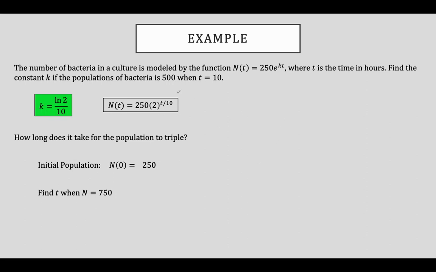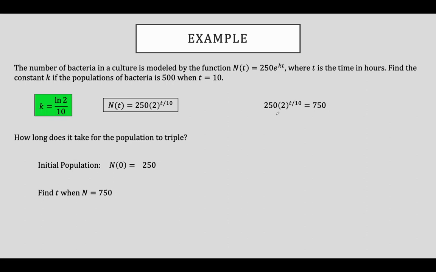We have our population formula. N of t is equal to 250 times 2 raised to the t divided by 10, and we want to know when that is equal to 750. We take our population function and we set it equal to 750. All right, now we can begin to solve for t. Well, notice we have generated an exponential equation.